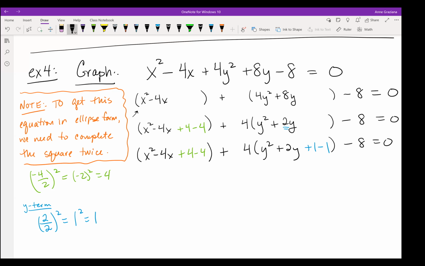So then we're going to do our kickouts. So x squared minus 4x plus 4, that stays. And I'm going to kick this -4 out. And then I have +4 times y squared plus 2y plus 1. And I'm going to kick out the -1, but don't forget this -1 is being multiplied by the 4. So I've got to multiply by 4. And then I still have -8. Any questions there?